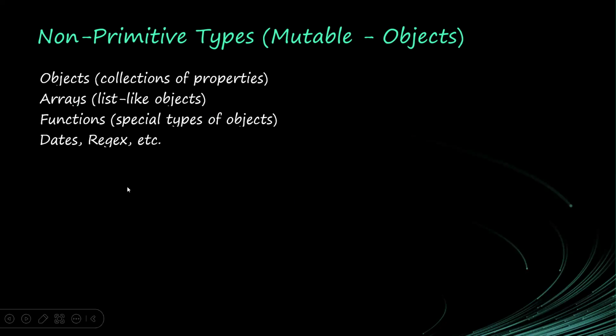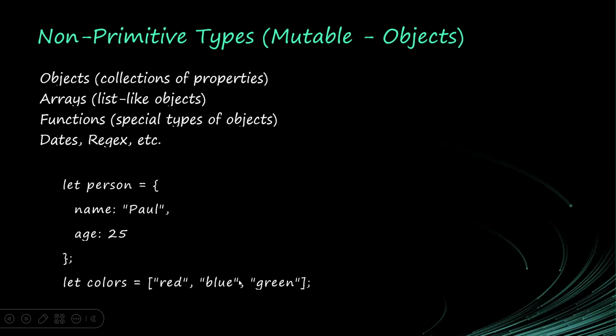We have the date, the regular expressions. These are non-primitive data types. So you can see this is a person object. A person object contains other variables as properties. So this is an array. All right, we'll talk about all these things later on. All right, in their own chapter, in their own classes.